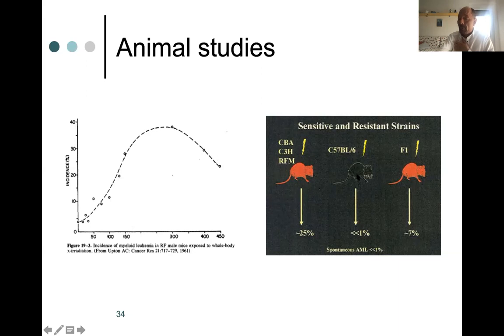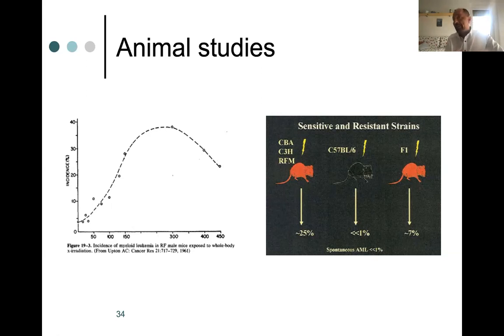If you look at the F1, so if you mate the C3H mouse or the CBA mouse with a black mouse, and you get the first generation, then you have an intermediate frequency of 7%. So the genetic component is extremely important. This has always been considered a drawback, but we will see some cases when we study stochastic effects and also the modification of radiation damage.